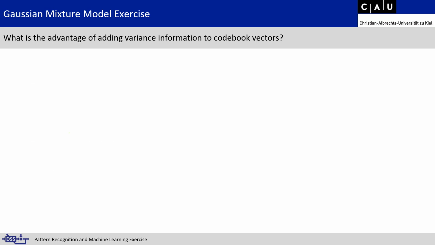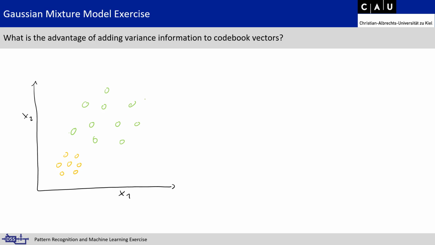And the first question is, what is the advantage of adding variance information to codebook vectors? And for this, I would like to look at a two-dimensional feature space. So we have feature x1 and x2, and I could say I want to perform a classification task, and then my first class would be here in yellow, so I can draw those circles, and I have a second class in green where I have a bunch more circles, but you can see that they're distributed a little bit different. We have a wider variance here in this class.